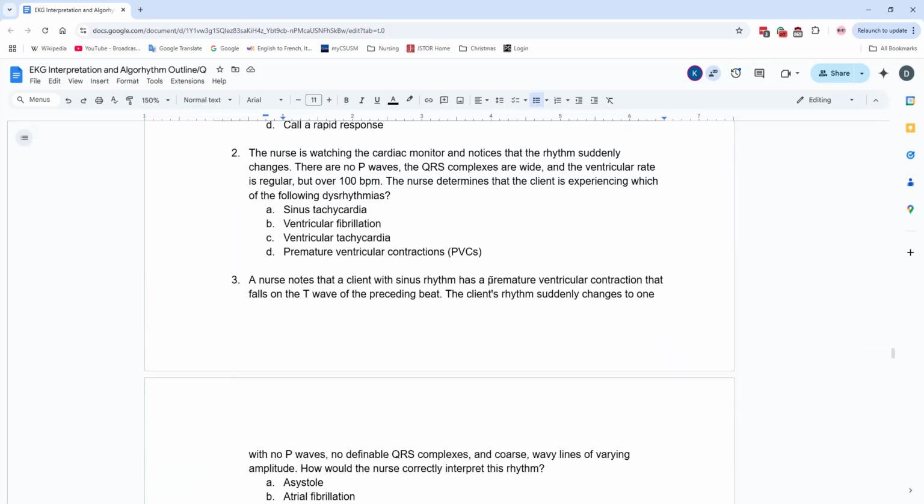No, yeah, wrong. But yeah, so this is VTach. We can tell mainly just because it says our QRS complexes are wide. So that's that tombstone looking thing, right? Cool beans. Okay, now you can scroll down.